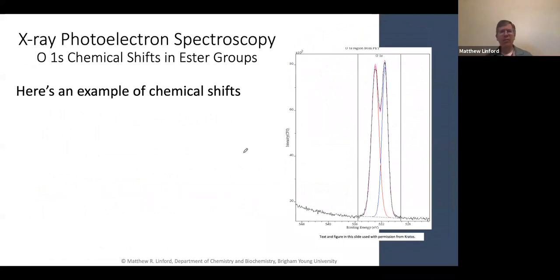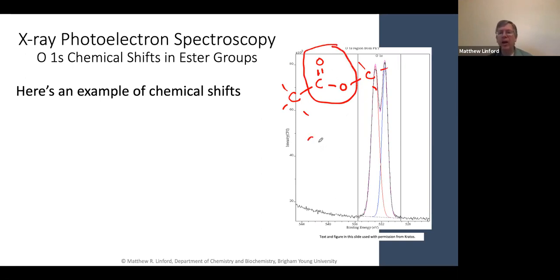Here's just another quick example of a chemical shift in XPS, and this is of an ester group. So let's remember our organic chemistry. And remember, what does an ester group look like? So I might have some carbon here and some carbon here, and there'd be other stuff on this carbon, of course, like this. But it turns out that in this ester group, we can see two oxygens.